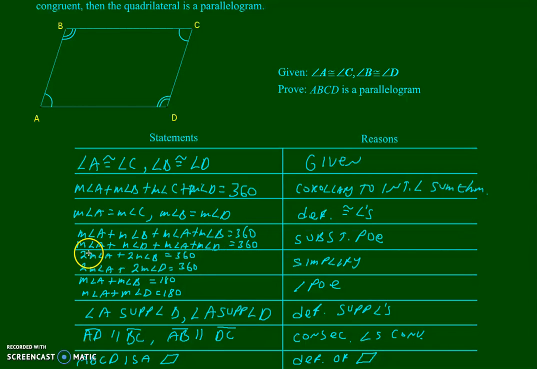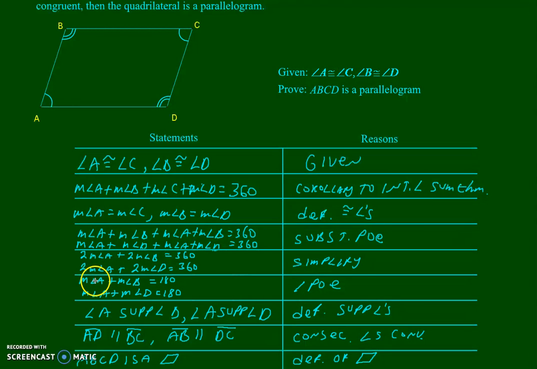Now for the next piece, we know that angle A plus angle A is 2 angle A, and angle B plus angle B is 2 angle B. Likewise, angle A plus angle A is 2 angle A, and angle D plus angle D is 2 angle D. And that's equal to 360. We just copied that down. Now in both of these statements, we divide both sides by 2, and we have angle A plus angle B equals 180, and angle A plus angle D equals 180, and that's the division property of equality.